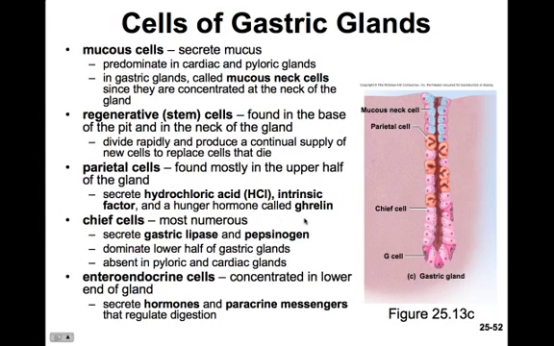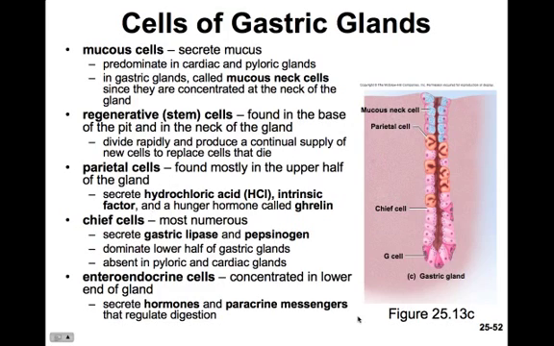There are also parietal cells. Those are found mostly in the upper half of the gland. They secrete hydrochloric acid, so they are integral to the functioning of the stomach. They also secrete intrinsic factor and ghrelin, the hormone that's responsible for the sensation of hunger.